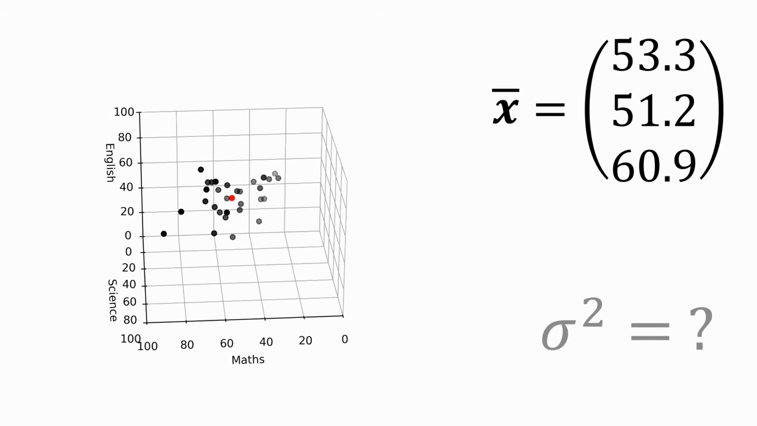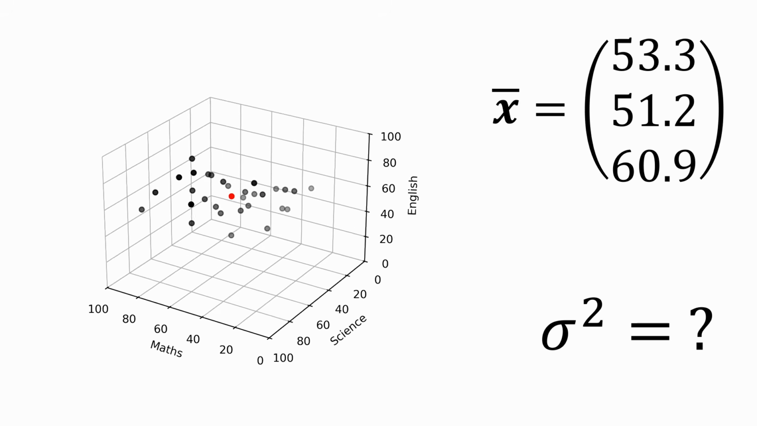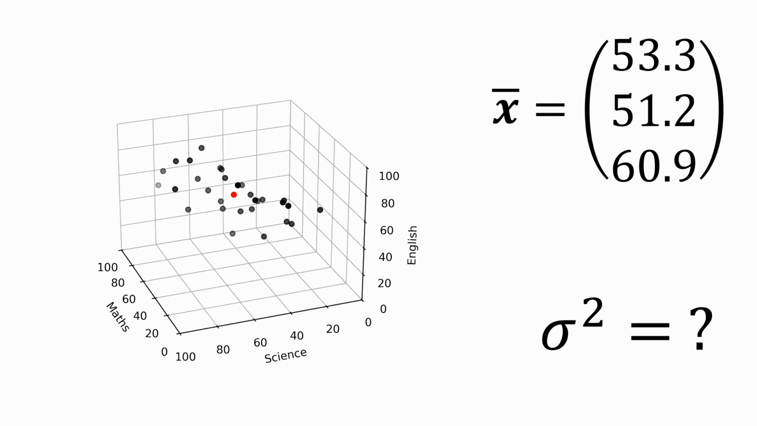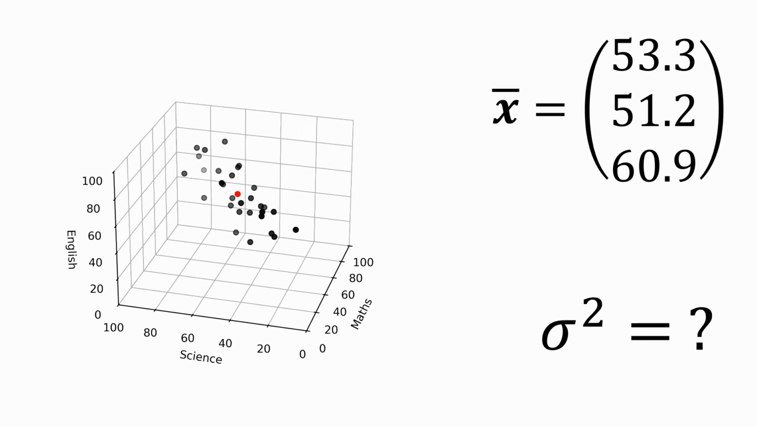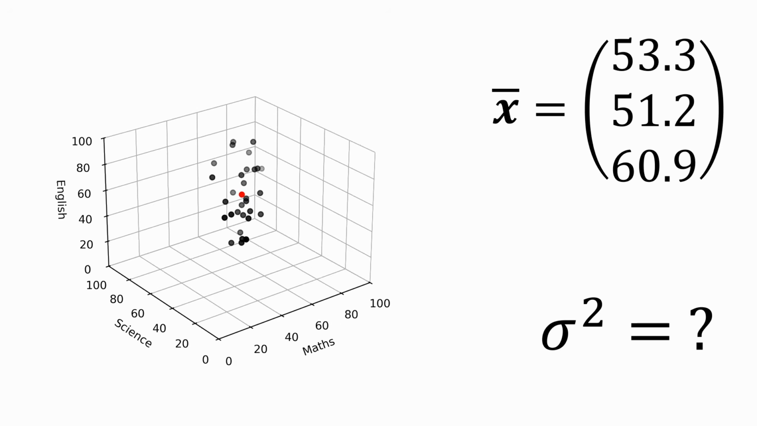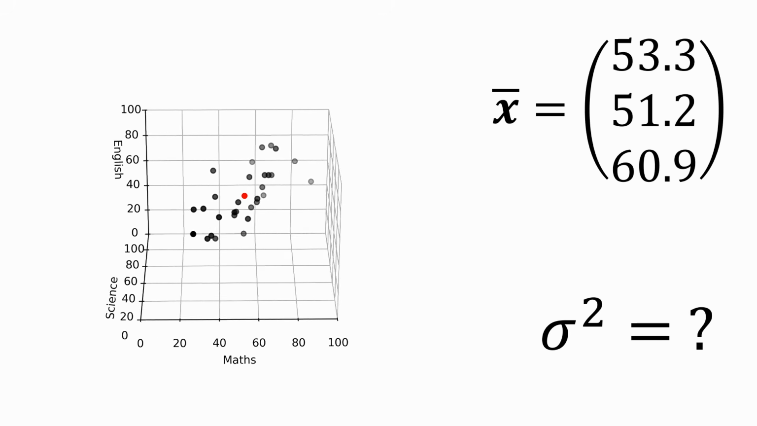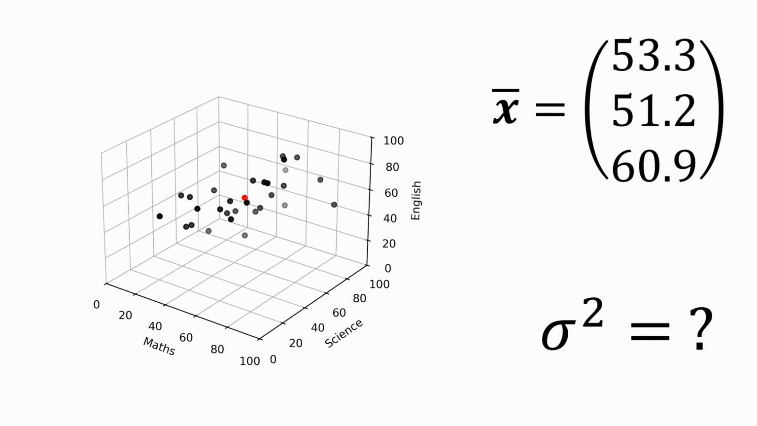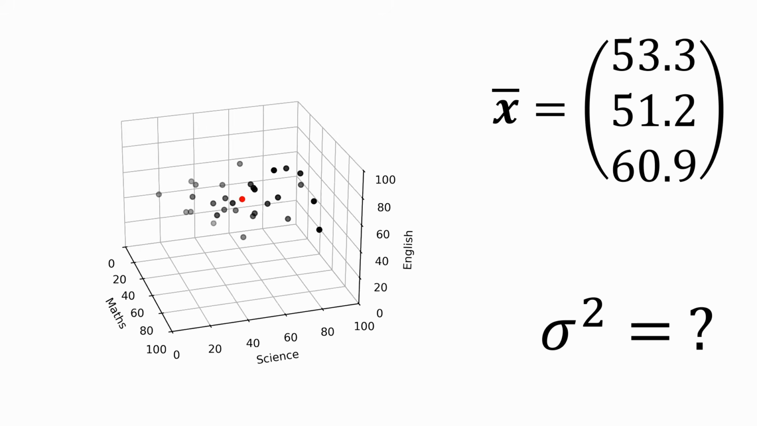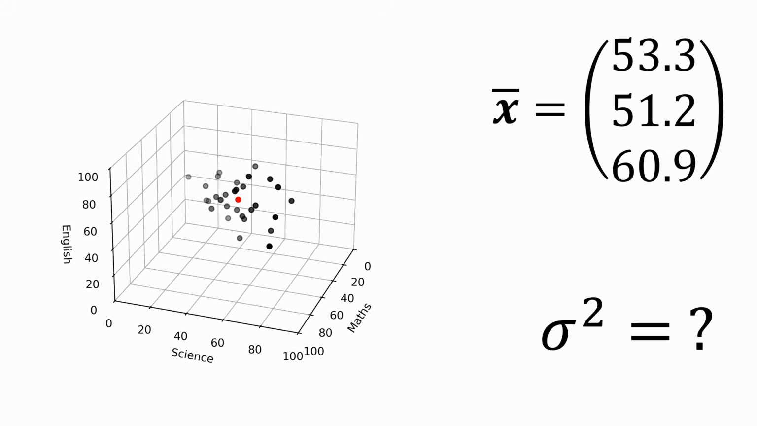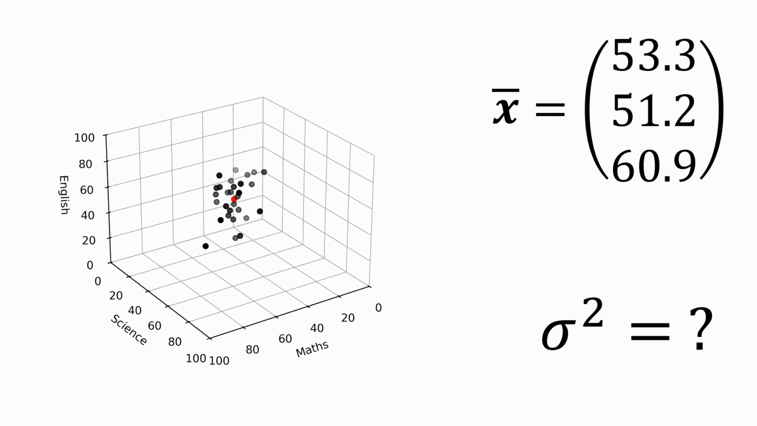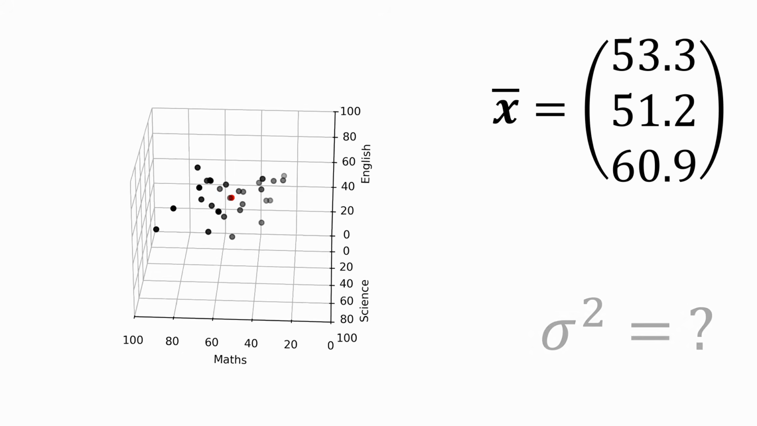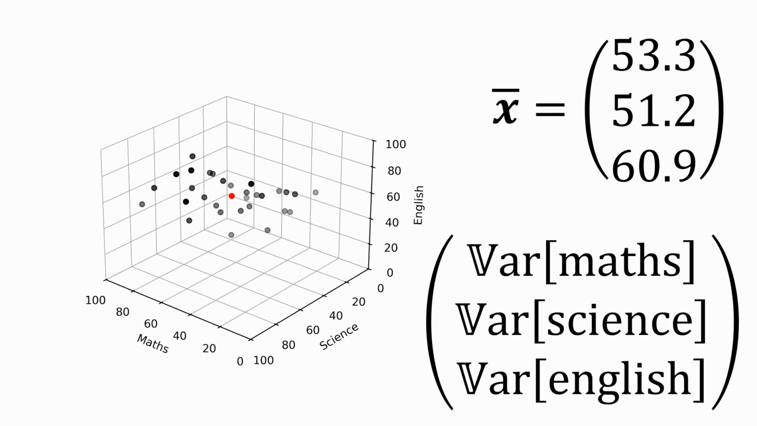What about the variance then? Should it be just a single number telling us generally how spread out these black points are in 3D space? Maybe the average of the square of the distance from each black point to the central red point? Or the components of our mean vector are just the means of the individual tests, so maybe our variance should also be a vector, consisting of the variances of each individual test.